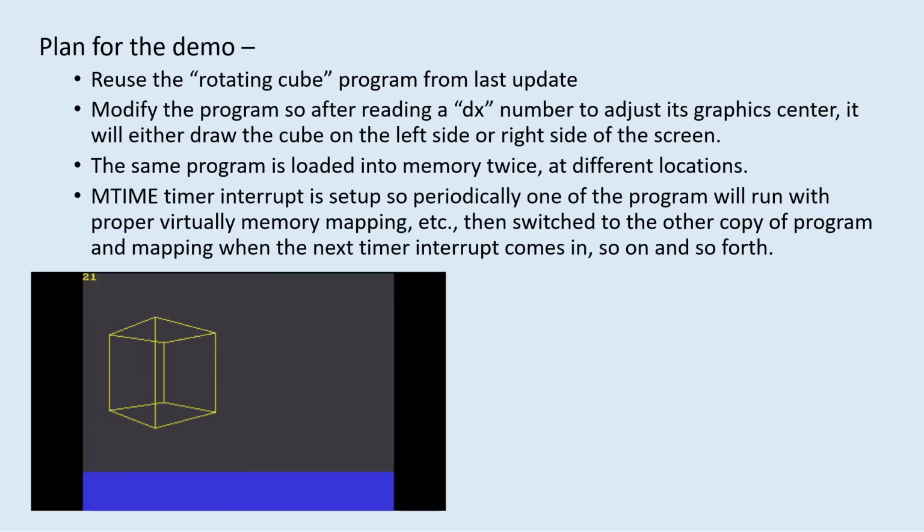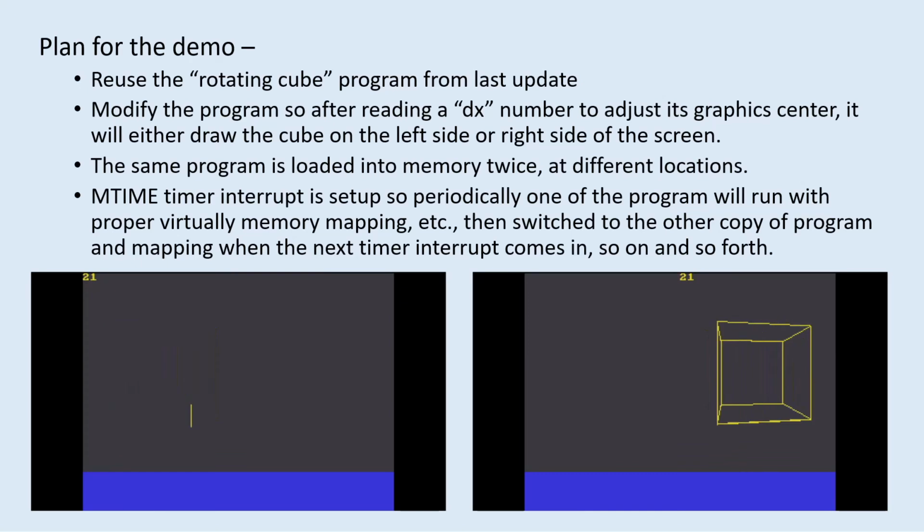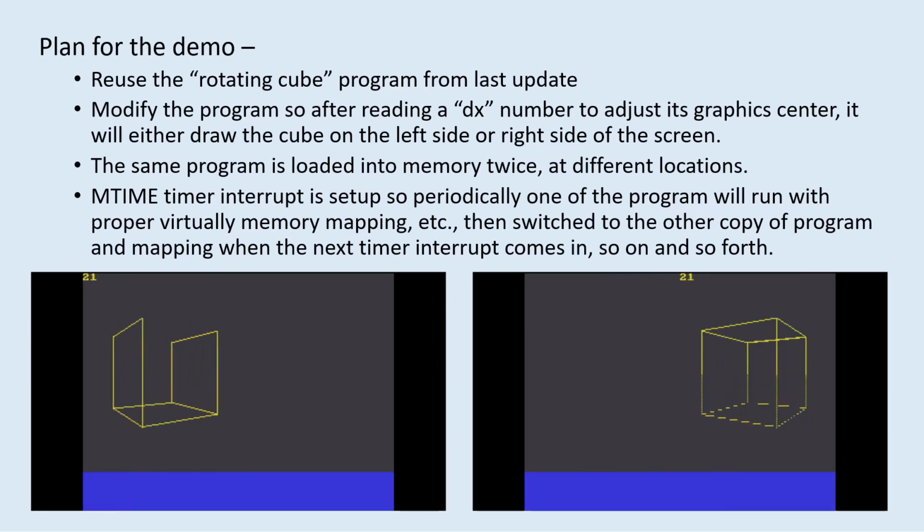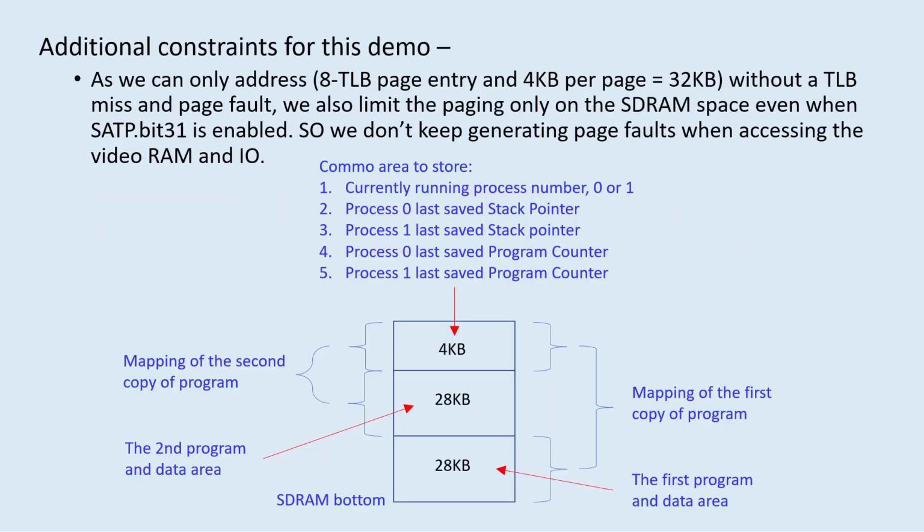Now, for the demo plan, I will reuse the rotating cube program from the previous project update. The idea is for the program to draw either on the left or right side of the screen. I will have 2 copies of the same program loaded to 2 different locations. A periodic timer interrupt will alternatingly activate one of the programs with proper page mapping. The final result is 2 copies of the exact same program running at different locations in the memory space, but thinking they both occupy the same space because of memory mapping. On this page are additional constraints and page mapping for this demo.